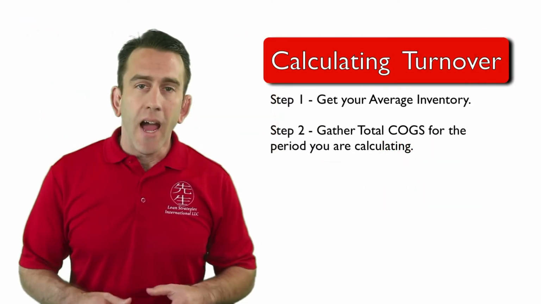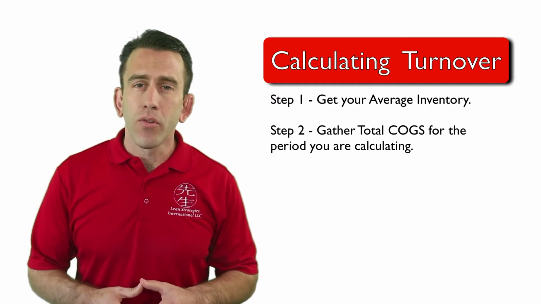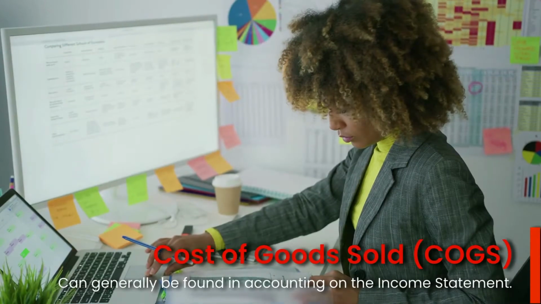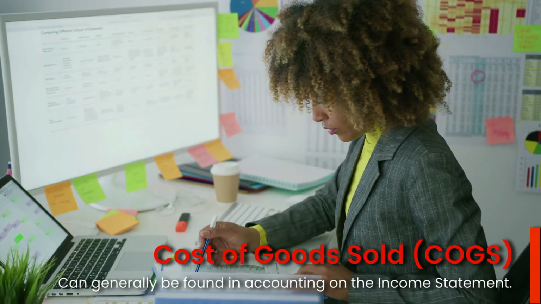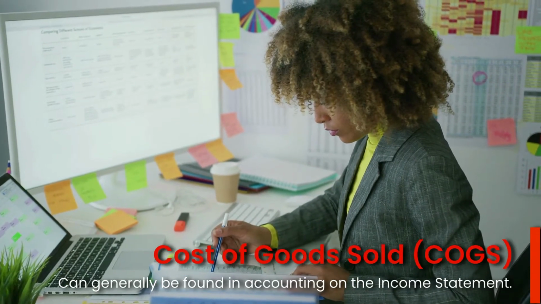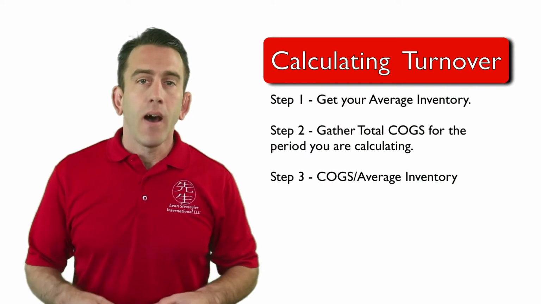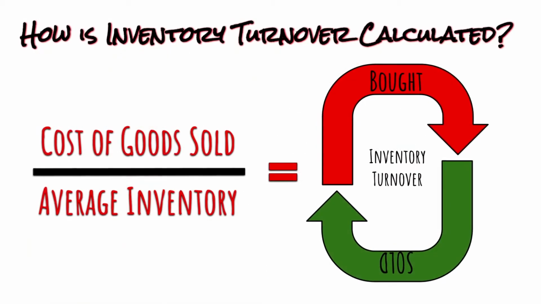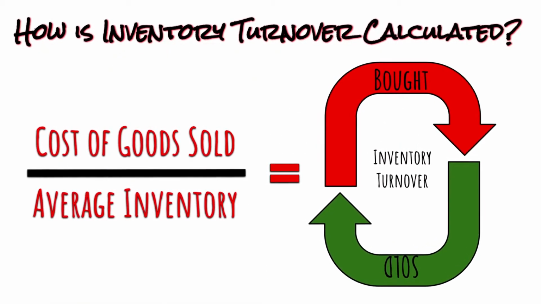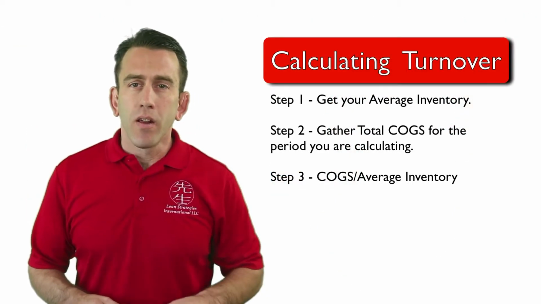Now that we have our average inventory, we need to gather our total cost of goods sold for a period. This can generally be found on an income statement, but you may need to do some calculations to find it. Once you have your cost of goods sold, we are ready to calculate our inventory turnover. To do this, we divide the cost of goods sold by the average inventory amount. Let's look at an example.